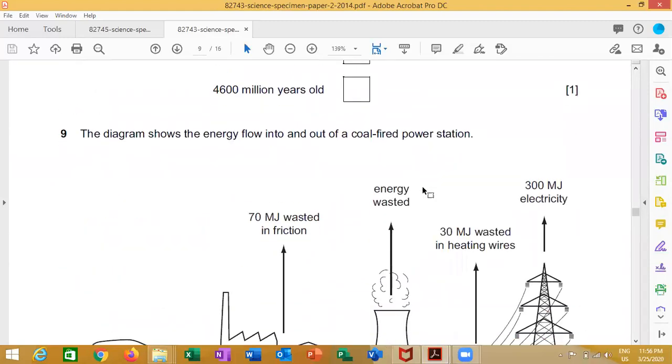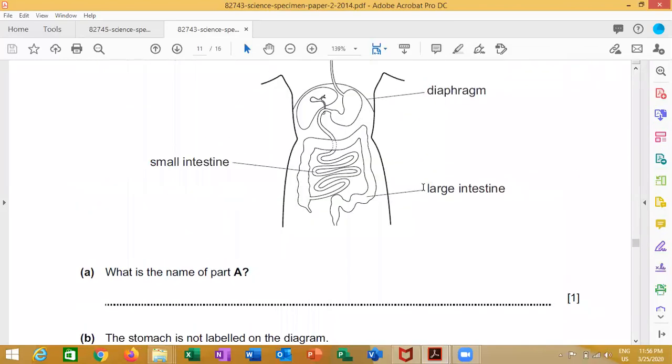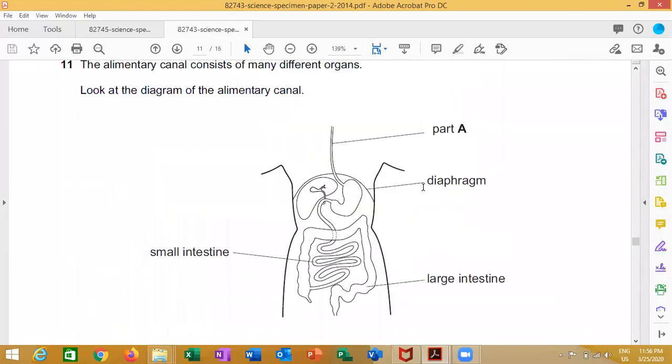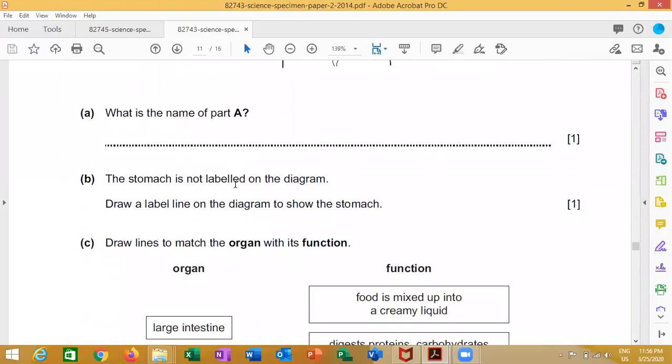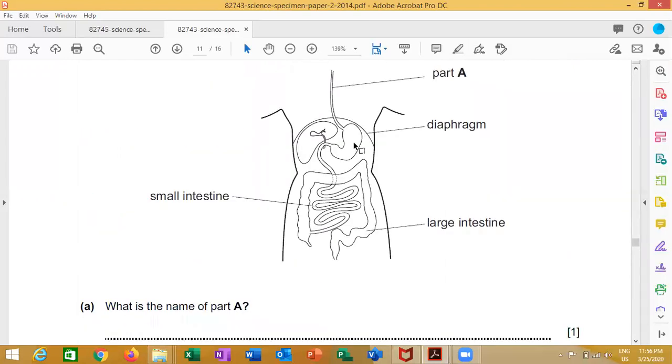Next one will be question 11. Okay. Question A, what is the name of part A? This part is the esophagus or gullet. The stomach is not labeled on the diagram. Draw a label line on the diagram to show us the stomach. Here you should draw a line here. This is the stomach.